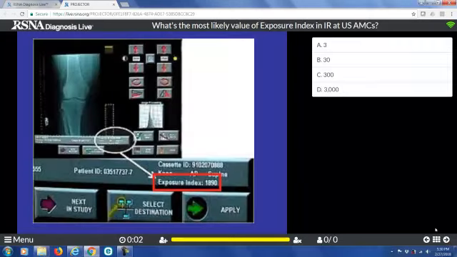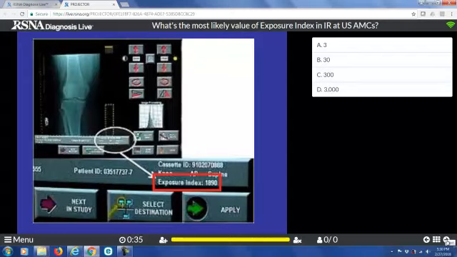What's the most likely value of the exposure index in IR at US academic medical centers? Here's an example of an exposure index. The question relates to a body part, so this is a little bit of a red herring, if you like. Your options are 3, 30, 300 or 3000. Do you have any idea? You should. A good PAC systems will show you the exposure index. It's the number I'd be interested in.